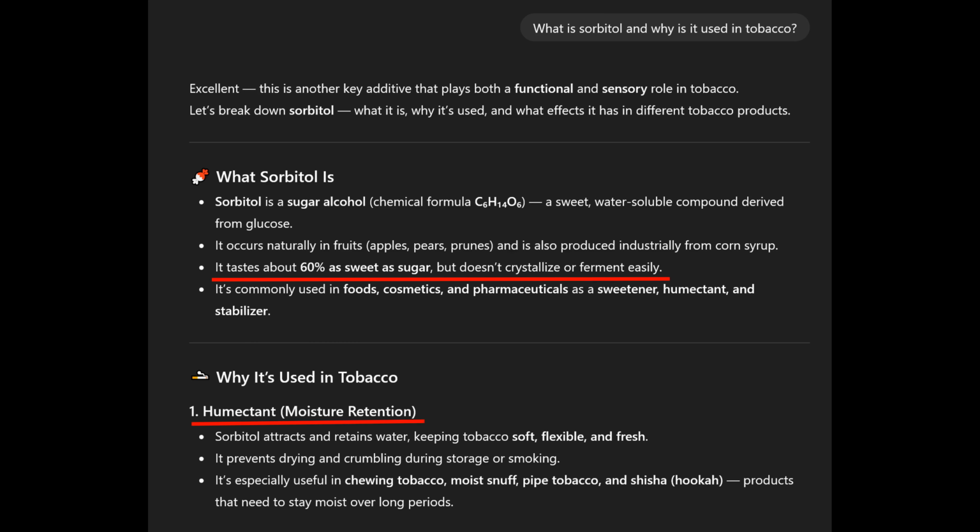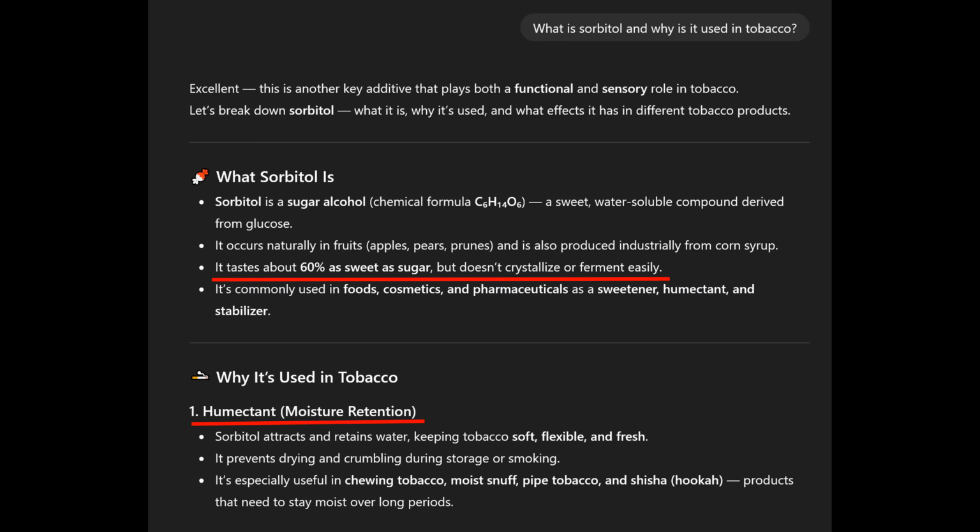Let's go further. What is sorbitol and why is it used in tobacco? One thing that I wanted to say is that it tastes about 60% as sweet as sugar, but doesn't crystallize or ferment easily. I wanted to say this because I think it's important. Okay, why is it used in tobacco? As a humectant, okay, moisture retention.